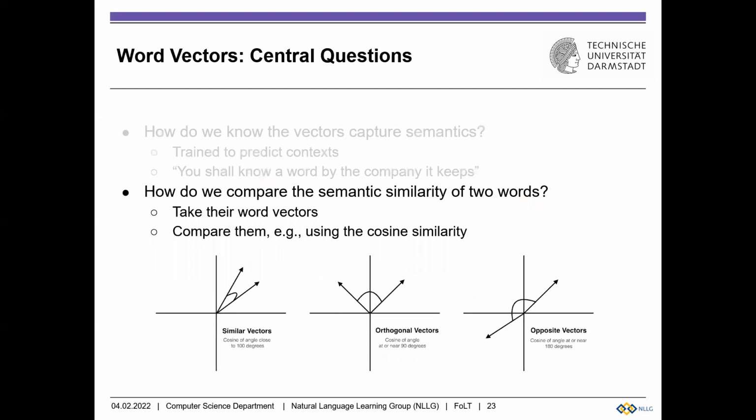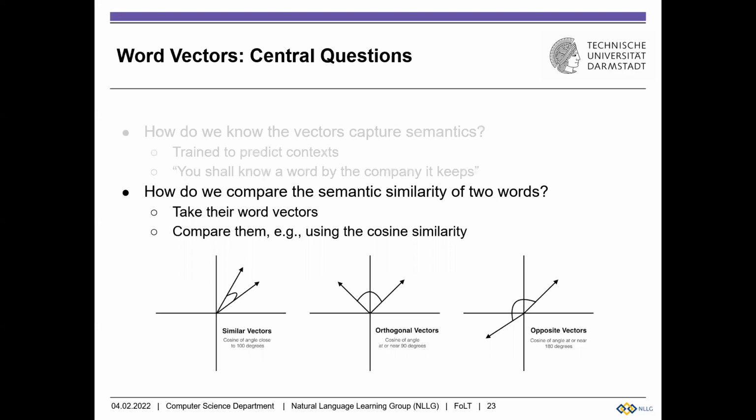Now that we have seen this, the question is, how do we know the vector captures semantics? We go to the next question, namely, how do we compare the semantic similarity of two words if we have gotten contextualized or static representations? This is a question that we're not going into very much, so we will not cover this in depth, we just give a simple practical answer.